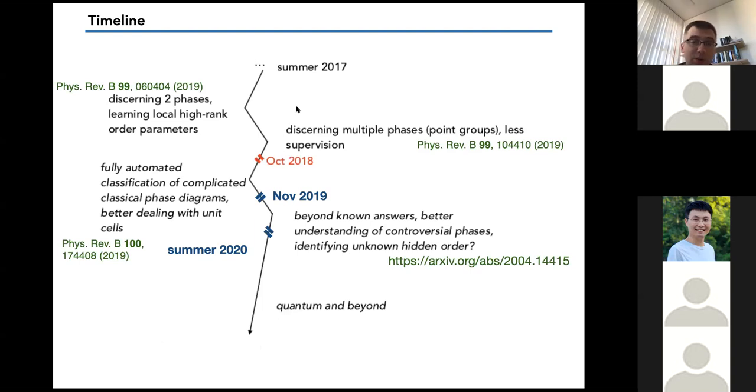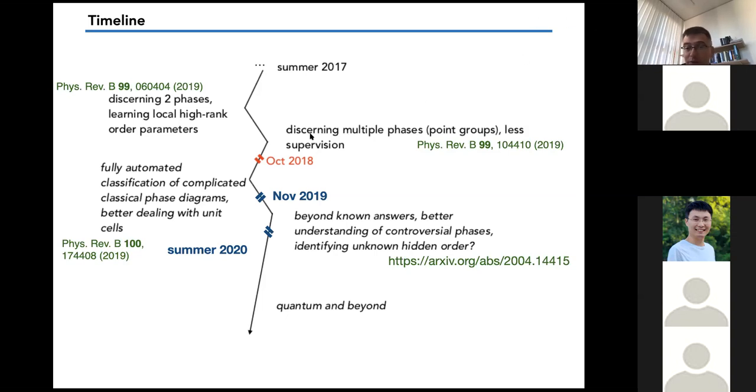Okay, so where are we? We had some ideas about this a few years ago, and then in the first project we could discern two phases, and we were learning local high-rank order parameters, so quadrupolar, octupolar, and maybe rank six for fun. And then we moved on to discern multiple phases, so see the differences not just of two phases, but of five, six phases.